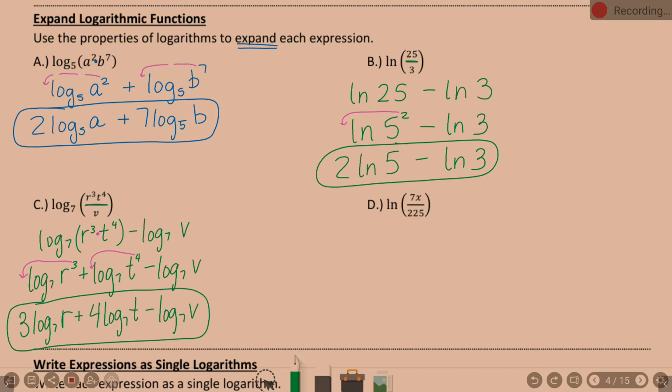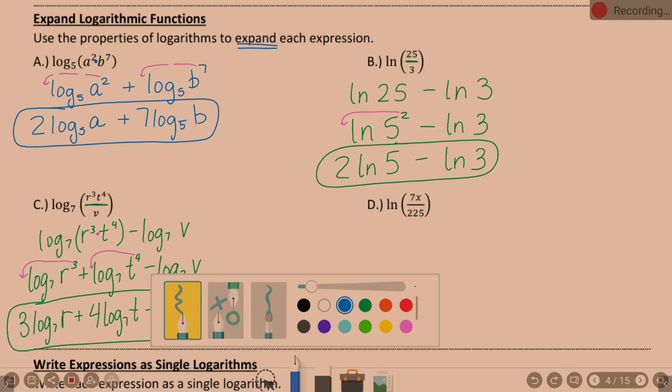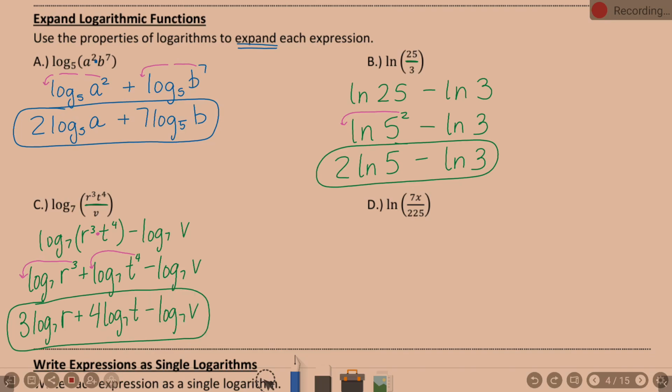Okay, we ready for D? Natural log of 7x over 225. I always say start with the obvious. What's the obvious here? The division. There's a big old division sign, yes? Well, a fraction bar, but fraction bars, division signs, they overlap. So, if we're going to use the quotient property, we're going to say natural log of 7x minus natural log of 225. Division within a log is 2 logs being subtracted. Now what?